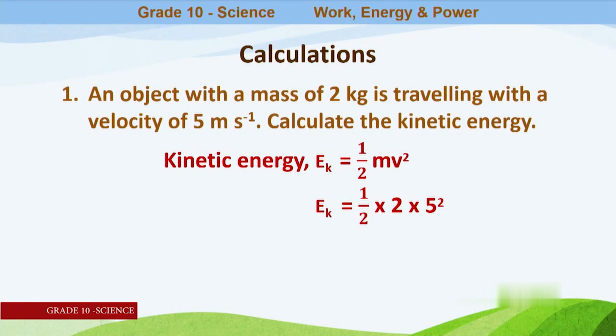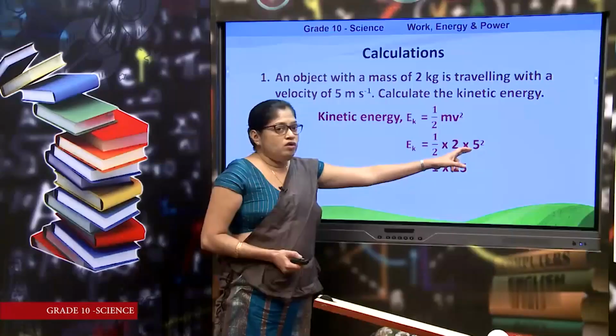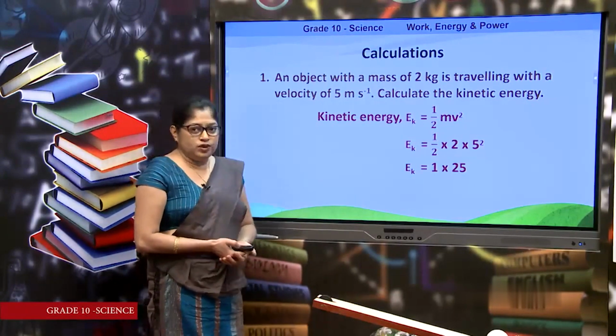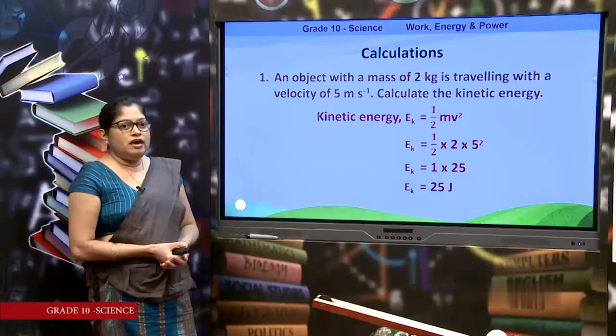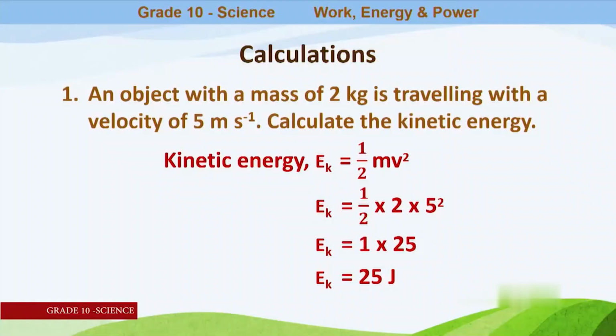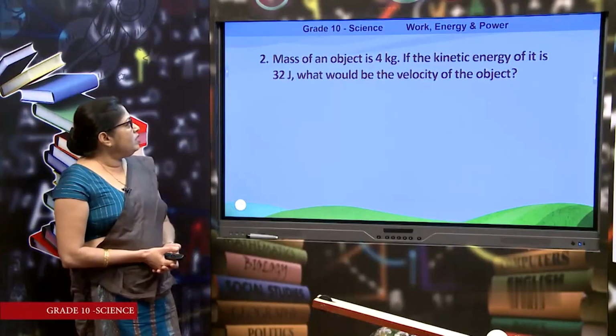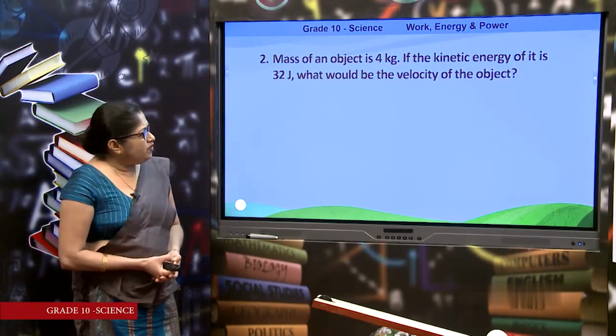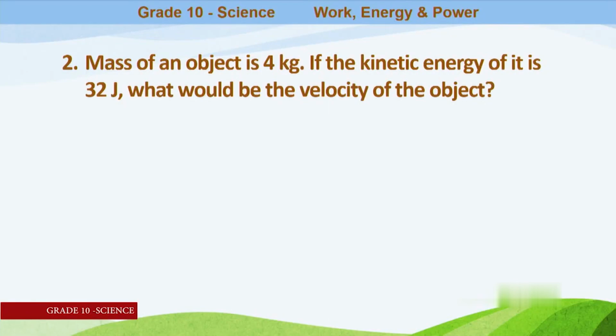We applied the values now. Now, you have to solve this problem. Ek equals, these two cancel off, and the square of 5 is 25. So, Ek equals 1 into 25, so that you get kinetic energy as 25 joule. Let us move on to the second problem. The mass of an object is 4 kilogram. If the kinetic energy of it is 32 joule, what would be the velocity of the object?